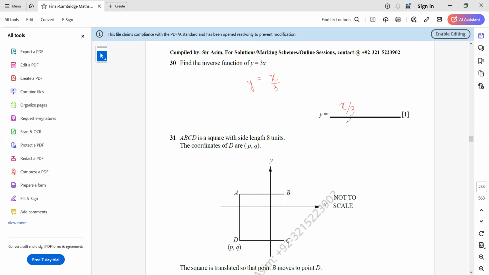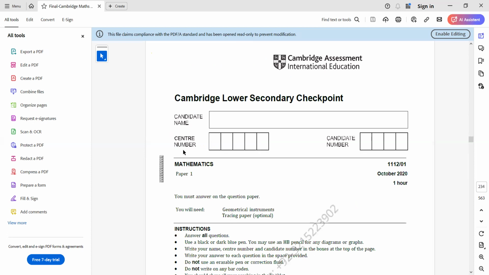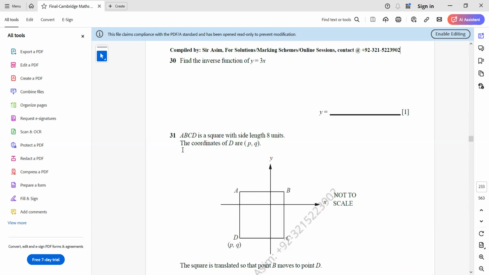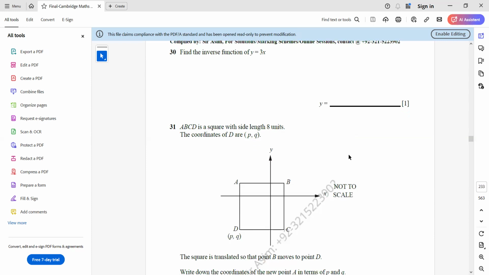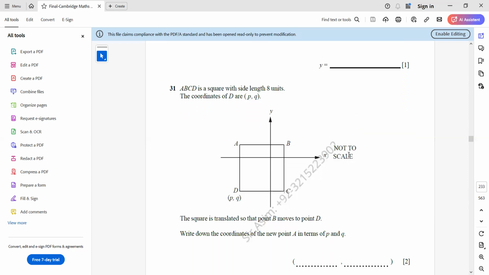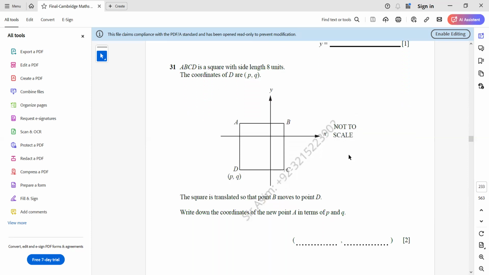And for question number 31 now, ABCD is a square with side length 8 units. Coordinates of D are P, Q. The square is translated so that point B moves to point D. Point B moves to point D. Okay. Write down the coordinates of the new point A in terms of P and Q.